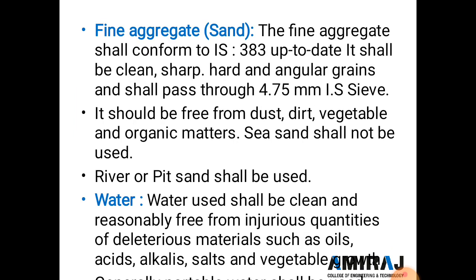The second material we use is fine aggregate, also called sand. The fine aggregate shall conform to IS 383 up to date. It shall be clean, sharp, hard and angular grain, and shall pass through the 4.75 mm sieve. Only 4.75 mm sieve passing sand is used in plastering work. It should be free from dust, dirt, vegetable and organic matter. Generally sea sand is not used in construction, because sea sand has salt property, so we use only river sand or pit sand.